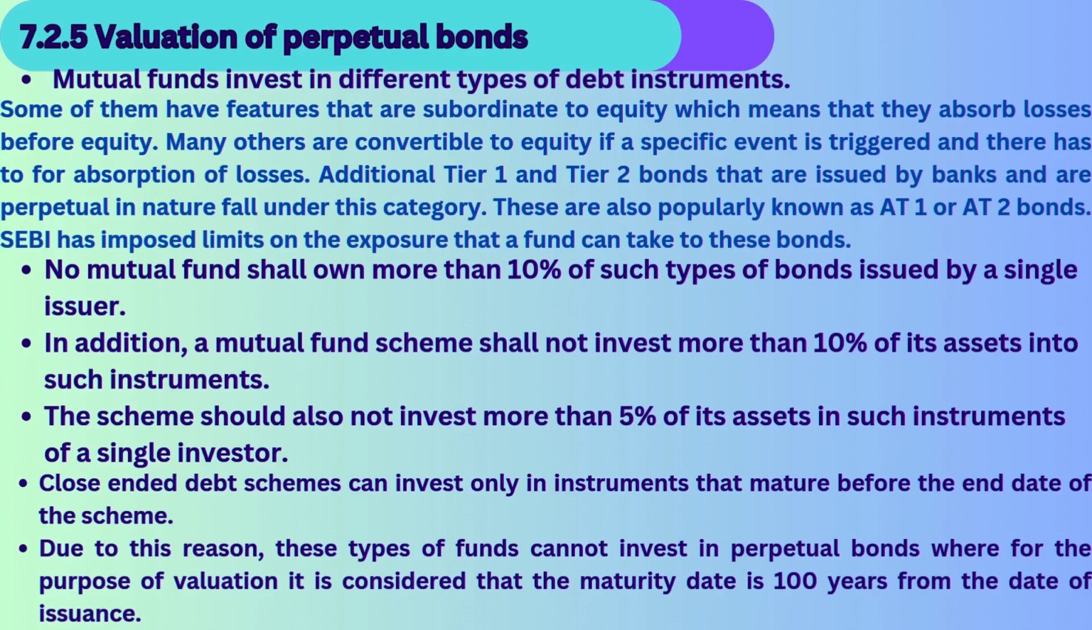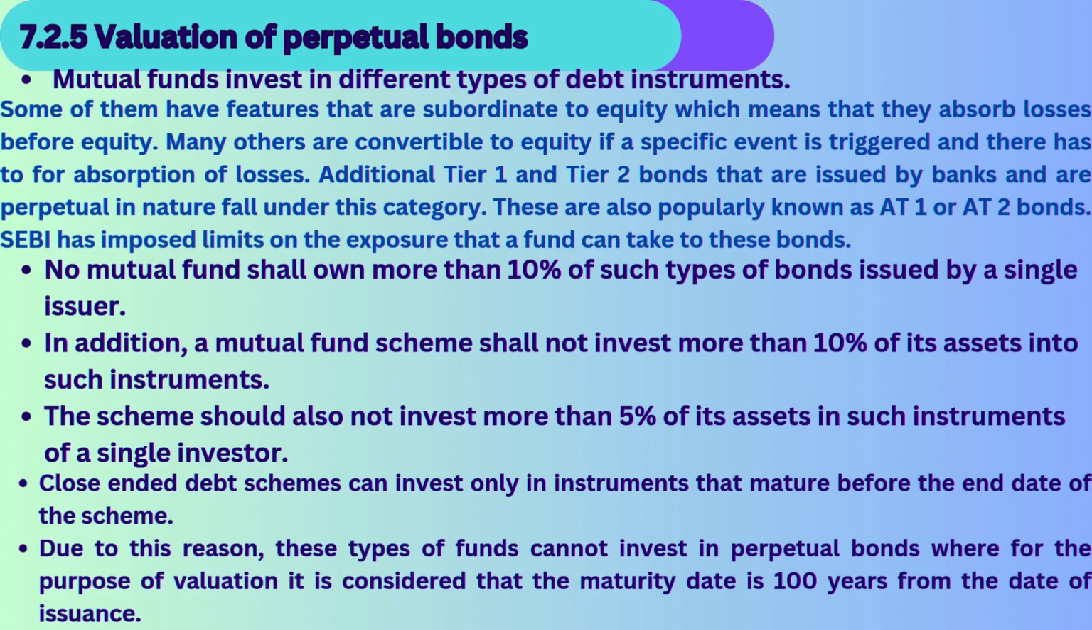SEBI has imposed limits on the exposure that a fund can take to these bonds. No mutual fund shall own more than 10% of such types of bonds issued by a single issuer. In addition, a mutual fund scheme shall not invest more than 10% of its assets into such instruments. The scheme should also not invest more than 5% of its assets in such instruments of a single issuer.